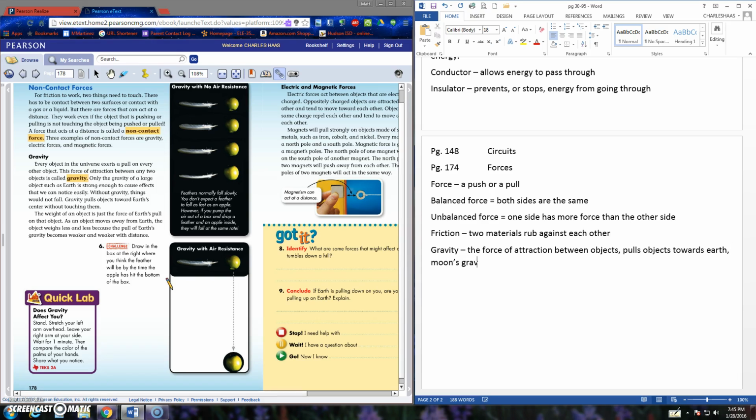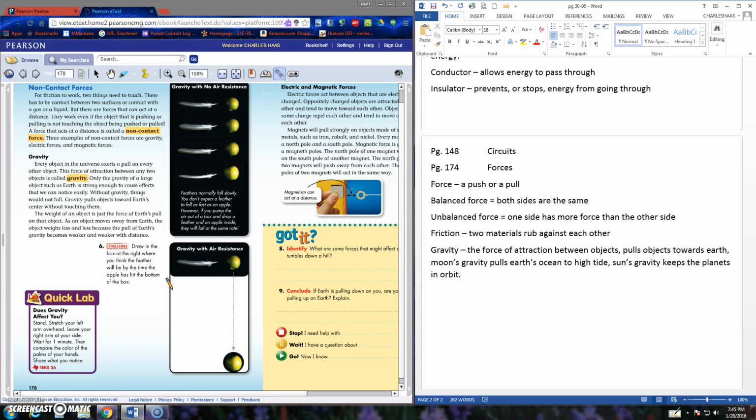The moon's gravity pulls Earth's oceans to high tide. The sun's gravity keeps the planets in orbit. We're going to talk about that some more when I get back, probably. Planets in orbit. But there's some examples of gravity.